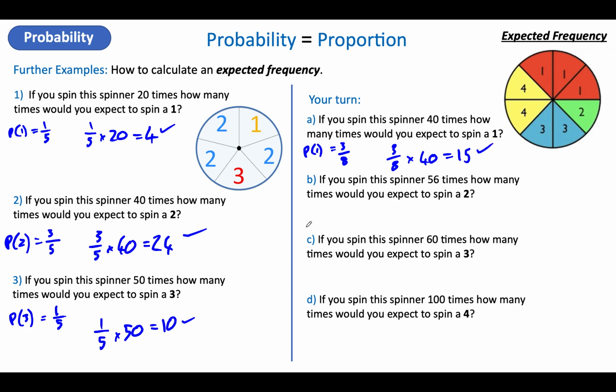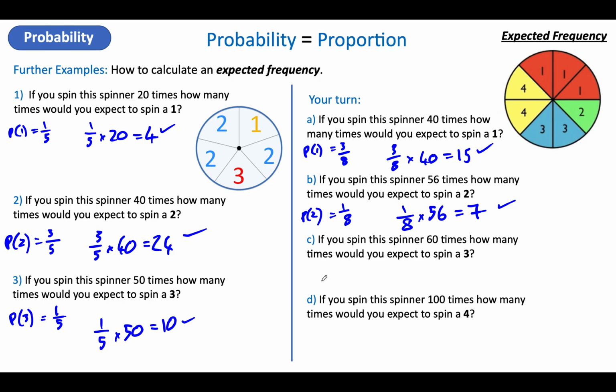What about if I do it 56 times? What's the probability of a 2? Well, only one of those 8 spaces is a 2, so the probability is 1 in 8. So that is also the proportion that are going to be 2s. So 1/8 of 56, so 56 divided by 8, or just times that fraction by 56. There are 7. I'd expect to get a 2 seven times.